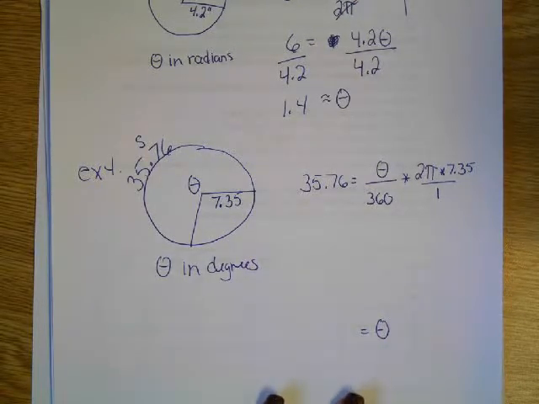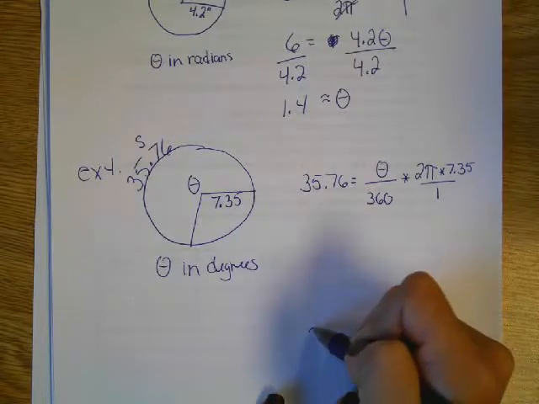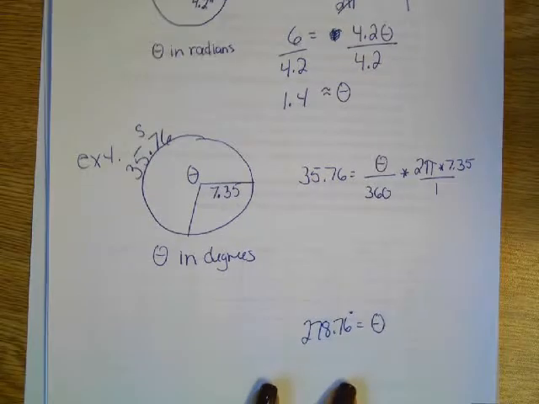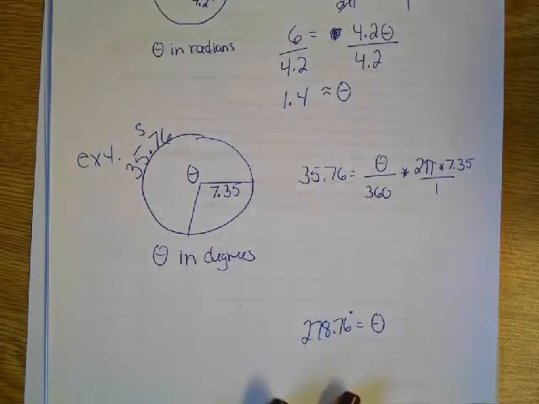What'd you get, Isabel? 278.76 degrees. I'm in agreement, so we'll wait for people to get there. I have about 279 I rounded to, but yeah. Anybody not able to get to around 279? Okay, we'll let you tell us what you did. We'll see where you went off road. All right, what'd you do first, Megan?